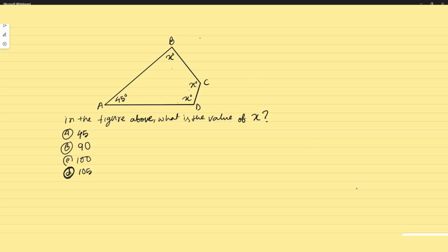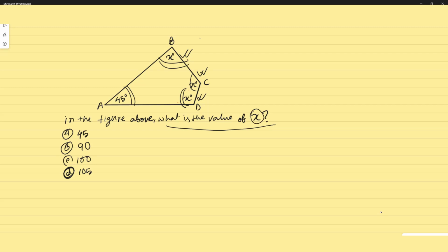Now this is another short video tutorial about a geometric shape. The problem is that this is a 45-degree angle, and we need to find the value of x. Here you can clearly see this is 3x. So we need to find out the value of x.